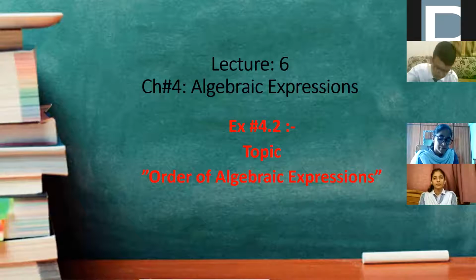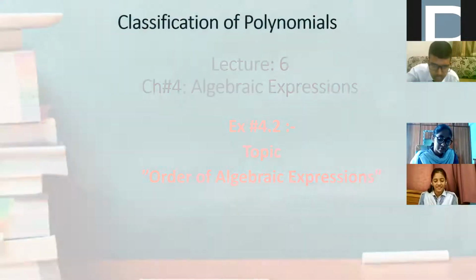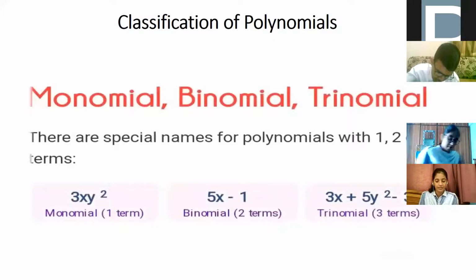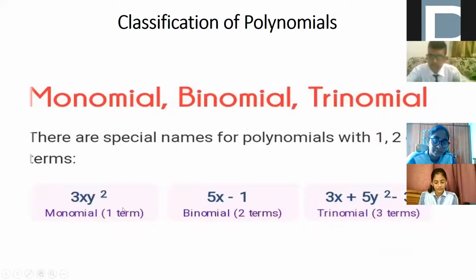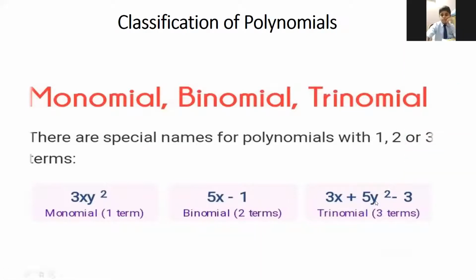But before starting this topic, let's discuss what we have already discussed. Okay? We have discussed in our last class monomials, binomials, and trinomials. What is called a monomial? An algebraic expression with a single term is called a monomial. Then with two terms it is called a binomial, and with three terms it is called a trinomial.